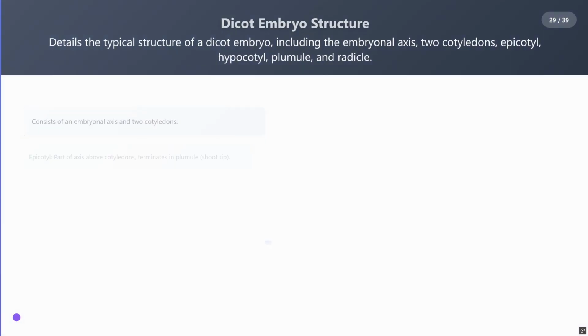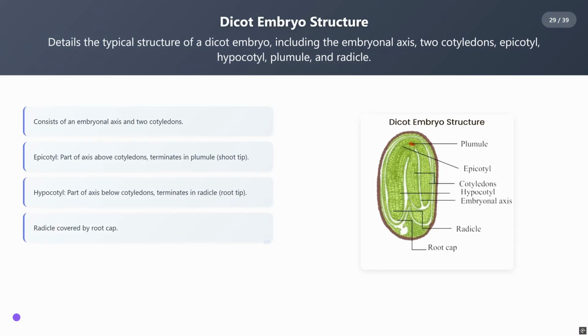Globular, heart-shaped. Okay, let's look at a typical dicot embryo first, like in a bean seed. What are its key parts? Right. A typical dicot embryo consists of an embryonal axis and two prominent cotyledons, the seed leaves. The part of the embryonal axis that lies above the point where the cotyledons are attached is called the epicotyl. It terminates in the plumule, which is the precursor to the shoot system, the future stem and leaves. Epicotyl and plumule for the shoot. What about below the cotyledons? The cylindrical part of the axis below the level of the cotyledons is the hypocotyl.